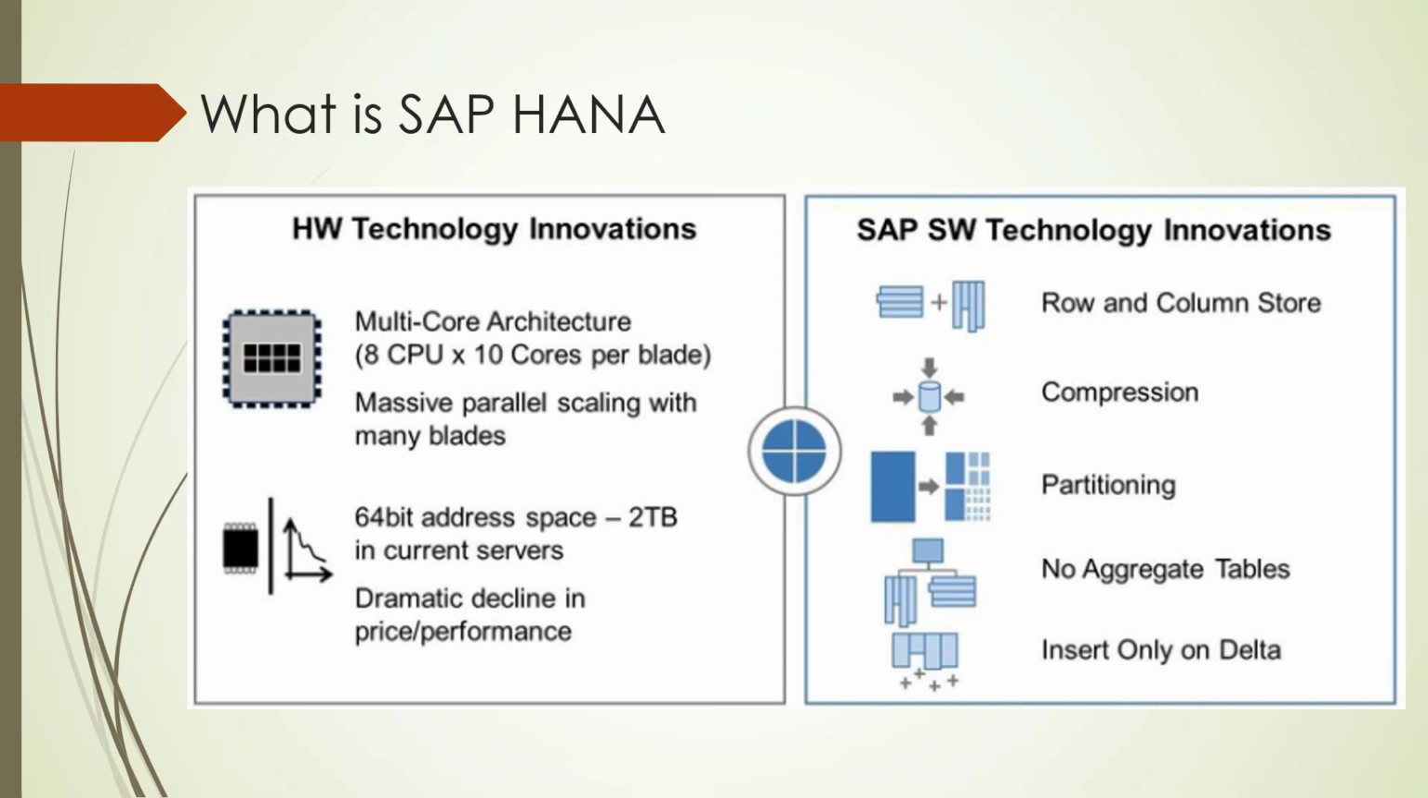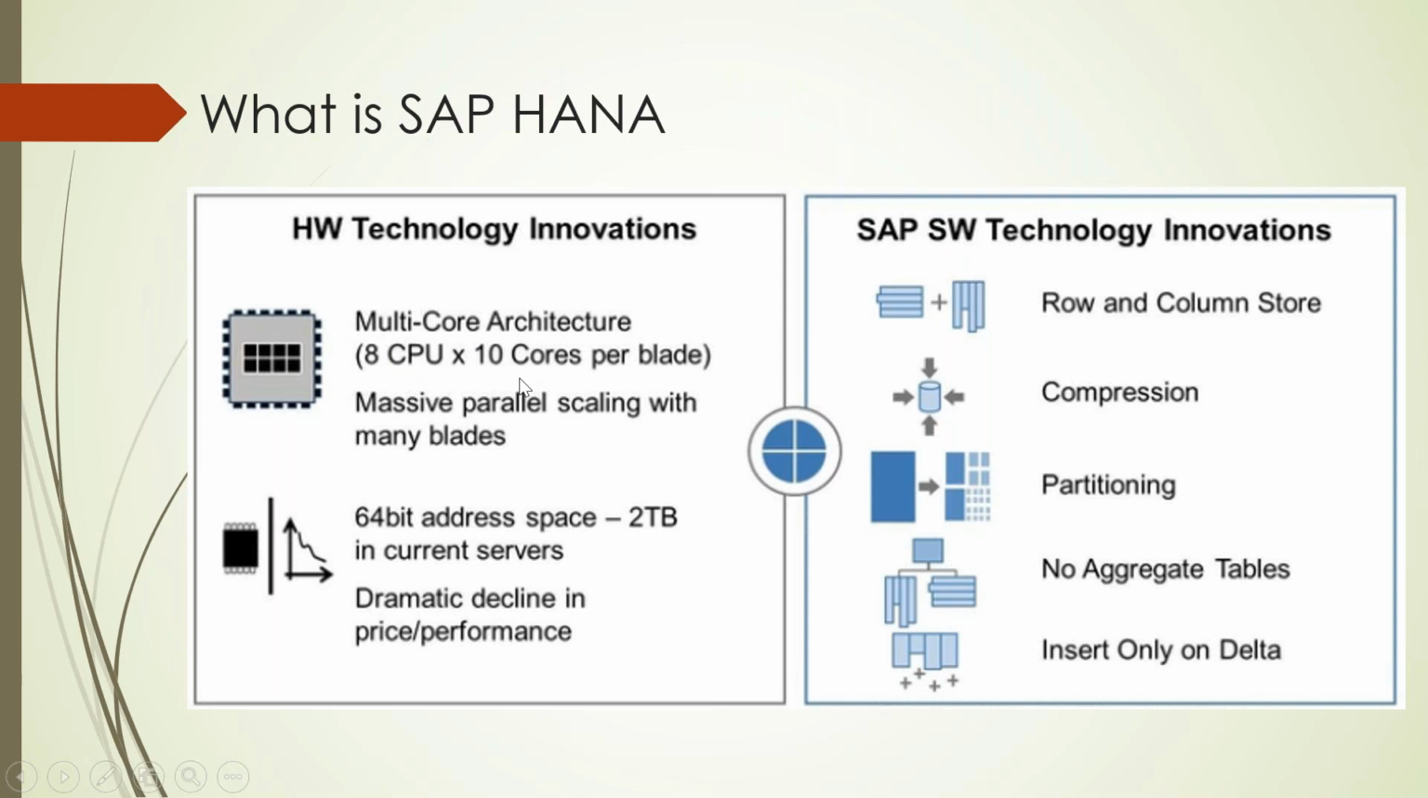If you have multiple CPUs, then you can have massively parallel processing in the HANA database. If you see this example, 8 CPUs with 10 cores per blade, it is multi-core. That means you have 8 physical CPUs, and per physical CPU you will get 10 cores.